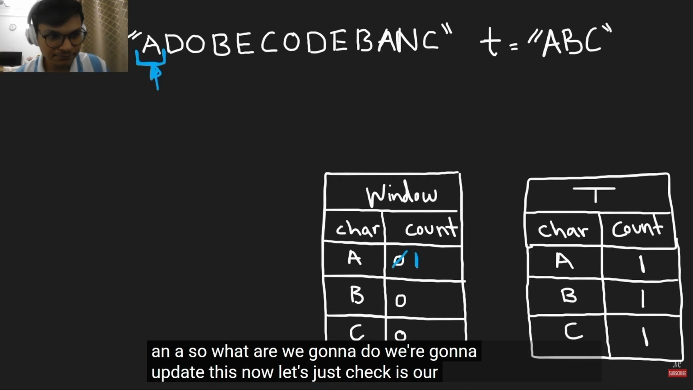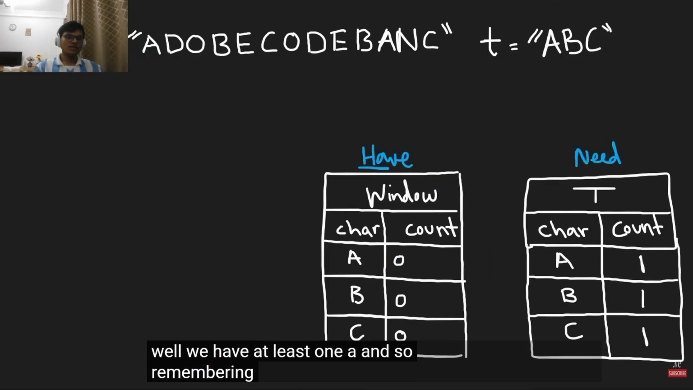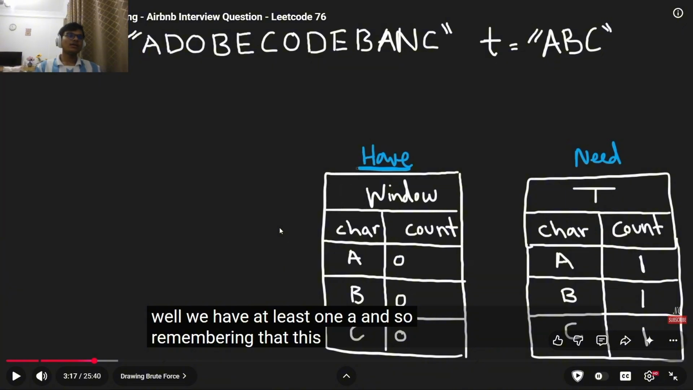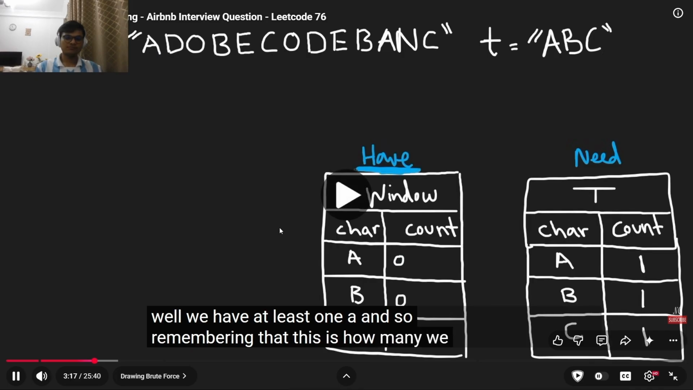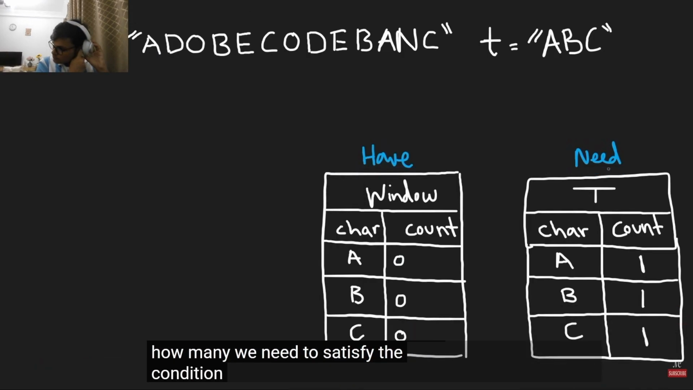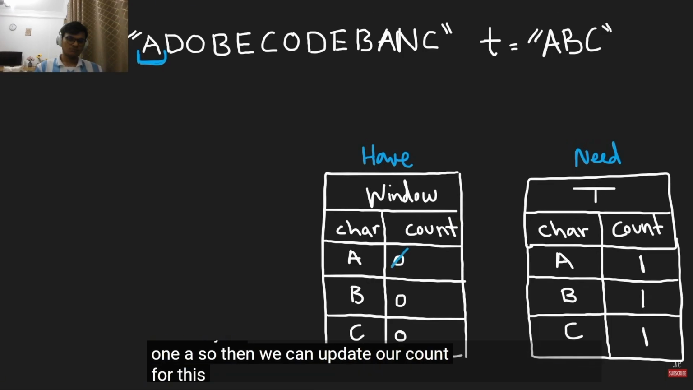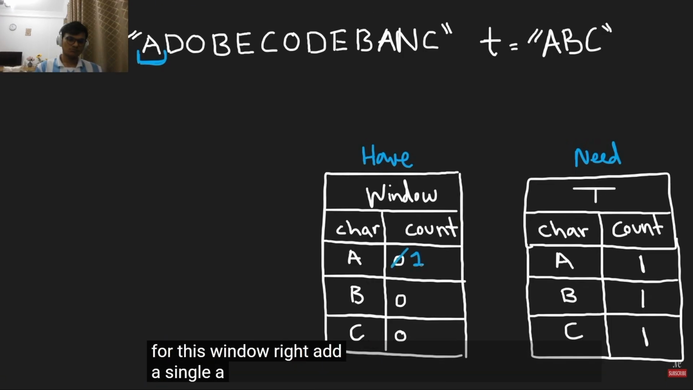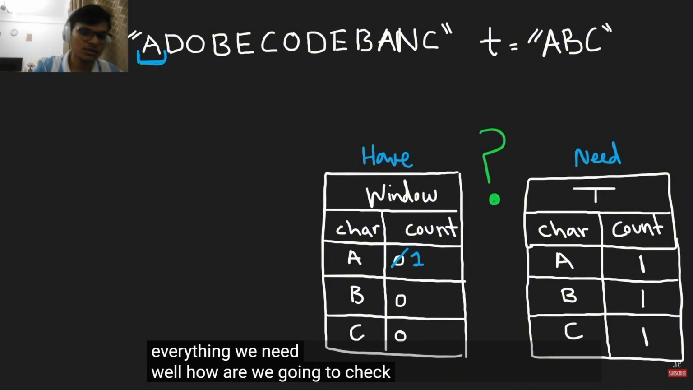Now let's check, is our window valid? Well, we have at least one A. So remembering, greater than or equal to, this is how many we have in our current window, and this is how many we need to satisfy the condition. So initially, let's start with this window, just one A. Then we can update our count for this window, adding a single A. Now my question is, have we satisfied the condition? Do we have everything we need? Not yet.